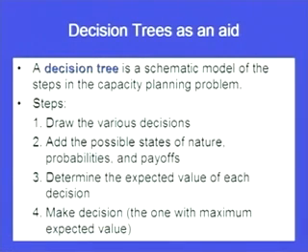Now a decision tree is also an aid which helps us in making such decisions. A decision tree is a schematic model of the steps in the capacity planning problem. What are the steps? Draw the various decisions, which we will try to understand with the help of an example. Then we add the possible states of nature, probabilities and payoffs, so we see what the probability is.